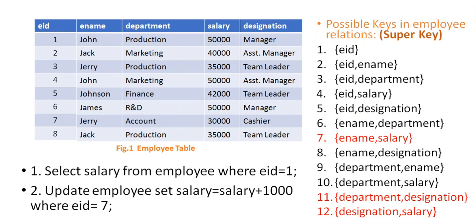Now here, for this table we have a total of 9 keys. In this table we have a total of 9 keys. You can count here. All the sets written in black color are the keys in this particular table. And these are also called super keys.